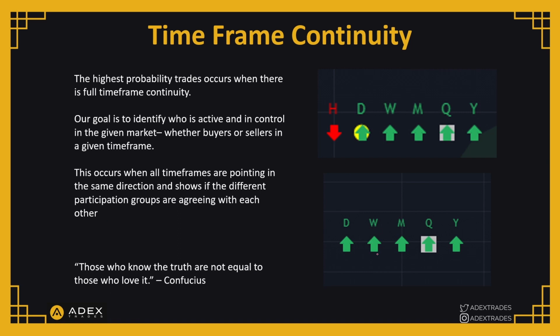If you were to put up the weekly chart, you would see that it's green on the weekly time frame. If you were to put up the monthly chart, you would see that it's green on the monthly time frame, quarterly time frame, yearly time frame, and so forth. Let me actually show you an example real quick.